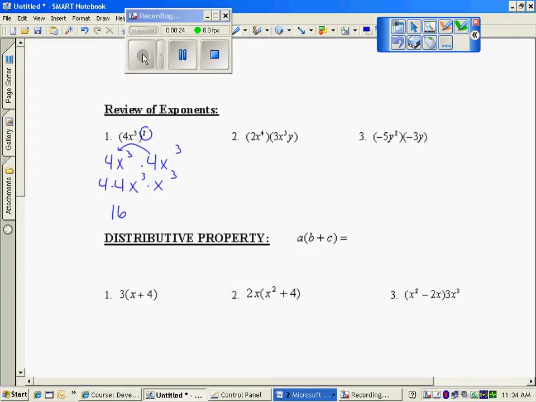4 times 4 is 16. X cubed means that there are 3 x's being multiplied. I'm doing that twice, so there are 6 total x's.